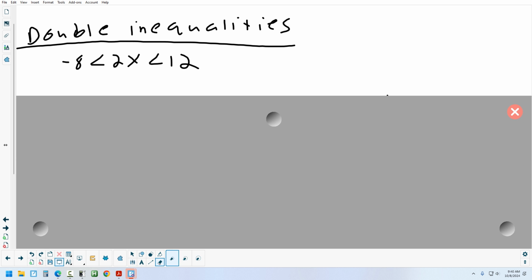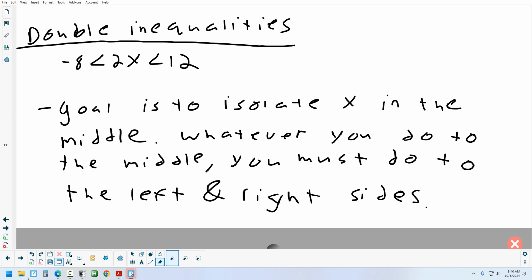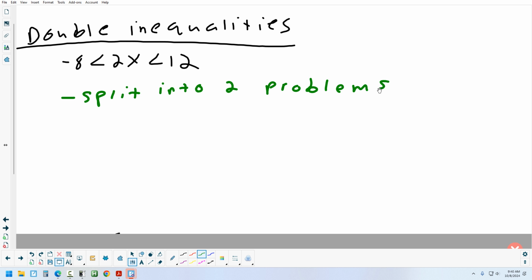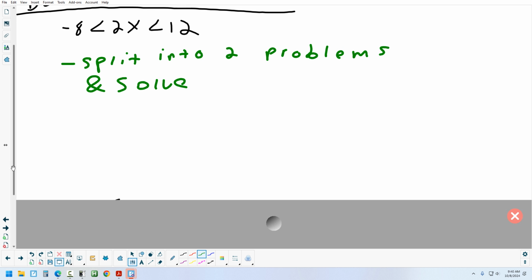So this is called a double inequality, or it's a conjunction, like we did earlier. And the way that we're going to solve this is split it into 2 problems. There are different ways you can solve it, but the other way doesn't work all the time. So I'm going to show you this method. You're going to split it into 2 problems, and then solve. Okay, I'm not going to do that one. That's just an example of a double inequality. I'm going to do this one.